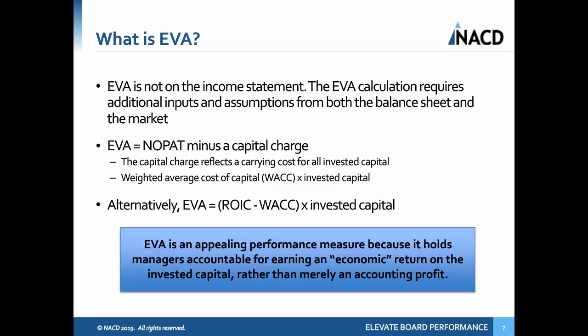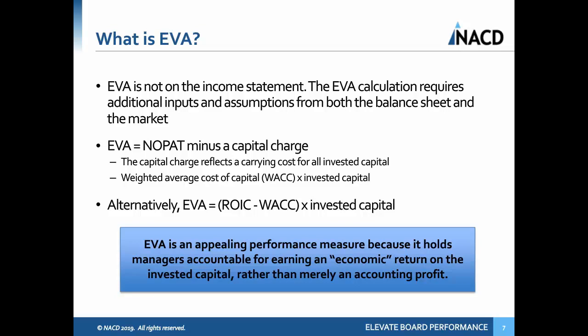EVA is NOPAT minus a capital charge, and NOPAT is net operating profit after taxes, or just after-tax operating earnings. And the capital charge reflects the carrying cost for all invested capital. The charge is typically calculated as the weighted average cost of capital times the total invested capital, and the weighted average cost of capital is a blend of the cost of debt, typically based on the interest rate on the debt in stable markets, and the cost of equity. And the cost of equity is typically based on the capital asset pricing model or some derivation of the CAPM, and reflects an expected return on an equity investment.